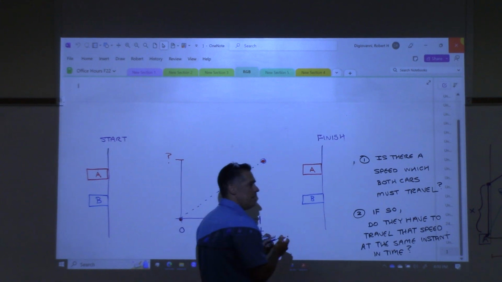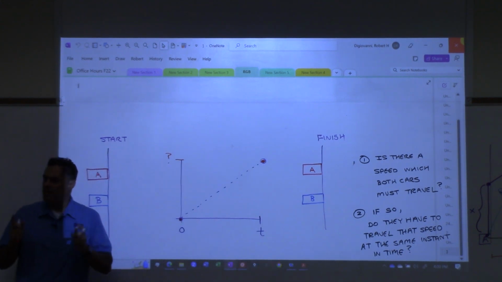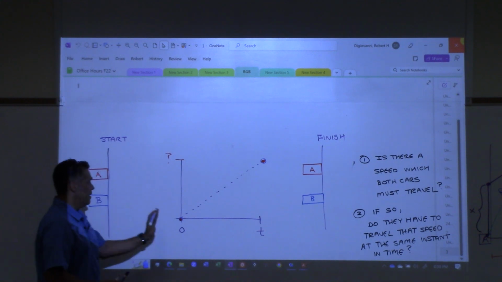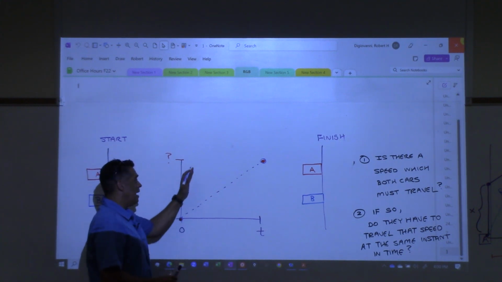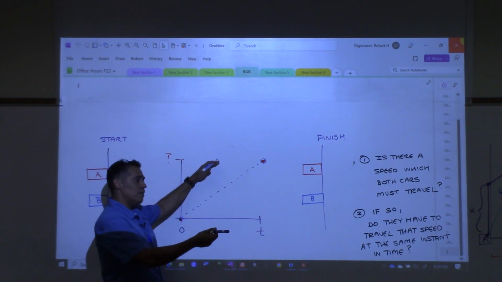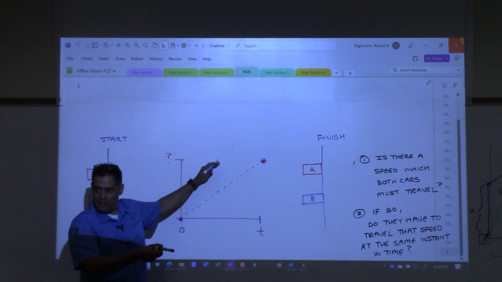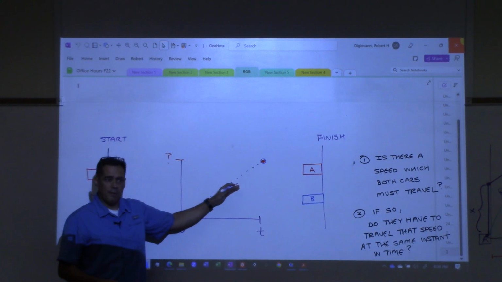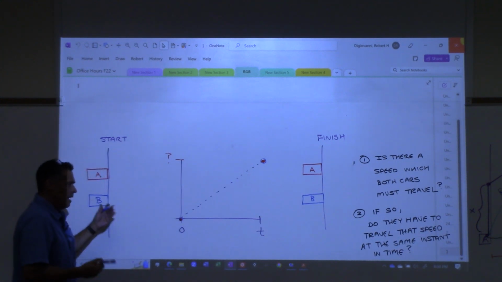That's what you're saying, right? Both these cars have to have the same average speed because they both went the same distance over the same amount of time. And the mean value theorem then says that for car A, there's some point in here that the tangent line, which would represent the speed of the car at that instant, must be parallel to that secant line.